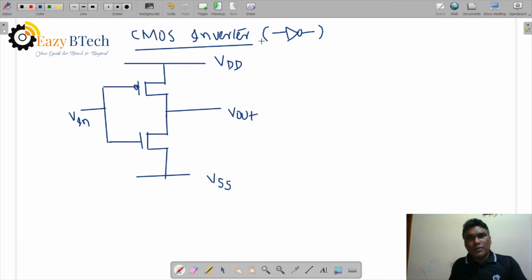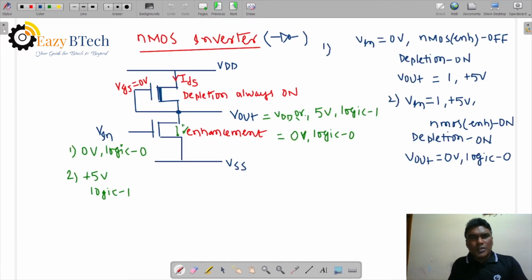That is the purpose of this inverter. Standard logic output will be given, so fully logic 1, fully logic 0. So CMOS inverter. Why do we go for the CMOS inverter? Because in the NMOS inverter, the depletion mode transistor acts as a load resistance. Resistance is not possible in IC design. That's why we use this MOS transistor.